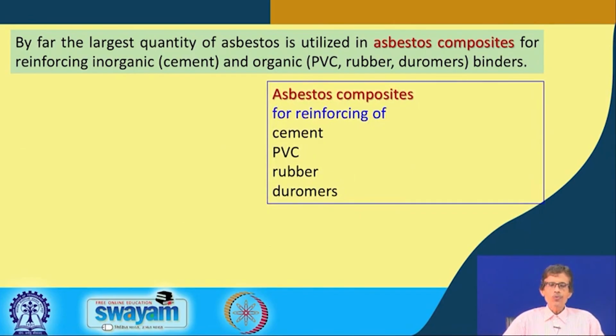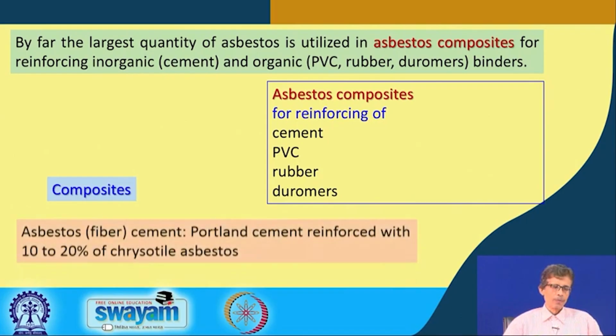So that's why the reinforcement can be achieved for cement, can be achieved for PVC, can be achieved for rubber, and can be achieved for the duromers. Then how do we define a particular type of composite? Any kind of composite is a general term. So when we think in terms of asbestos, we can consider it as the asbestos composite.